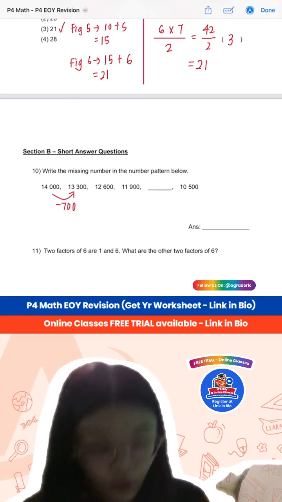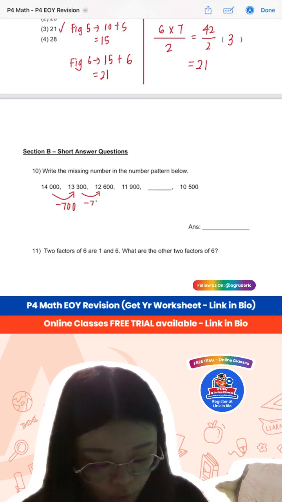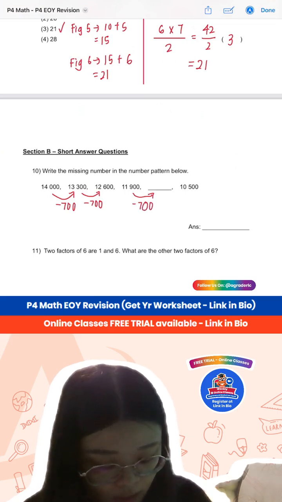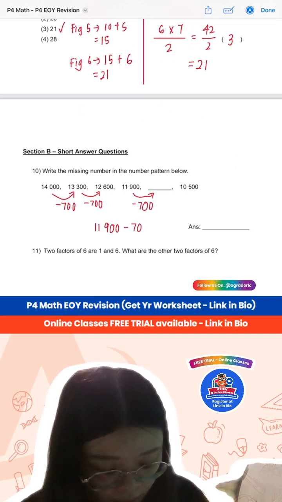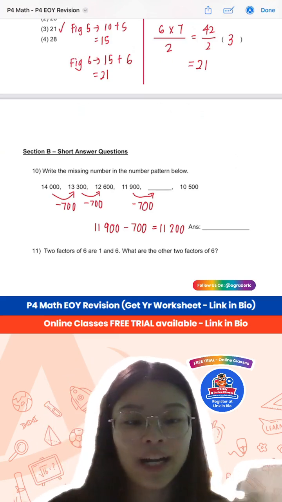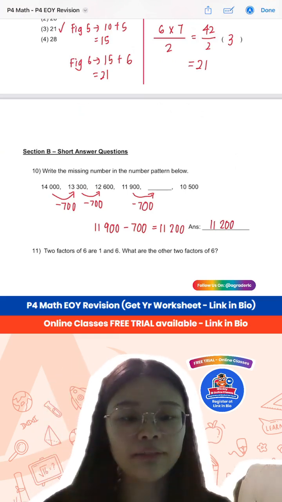Good. So when we do patterns, make sure to check. Just to check this one, this is also minus 700. So we continue, this is minus 700. 11,900 subtract 700 gives us 11,200, which is all of your answers. Very well done. So the answer is 11,200.